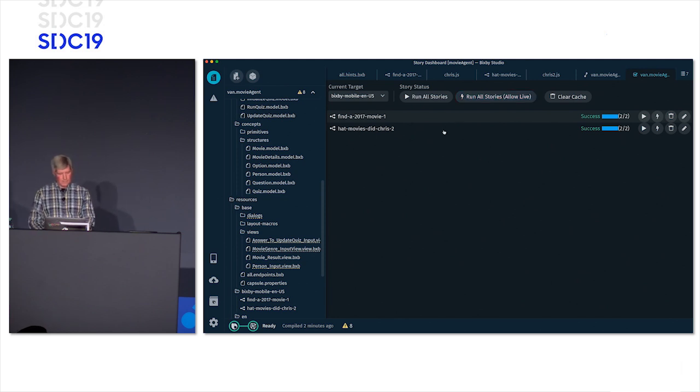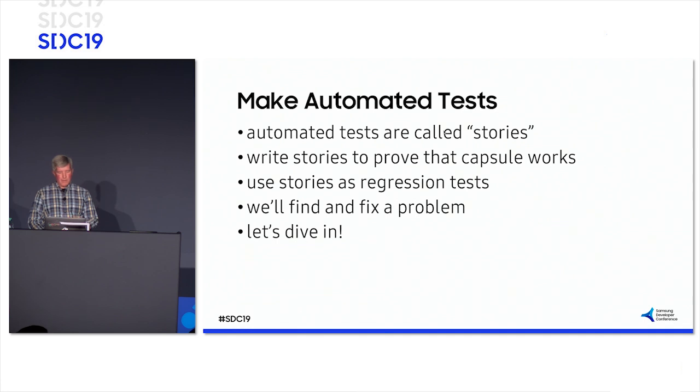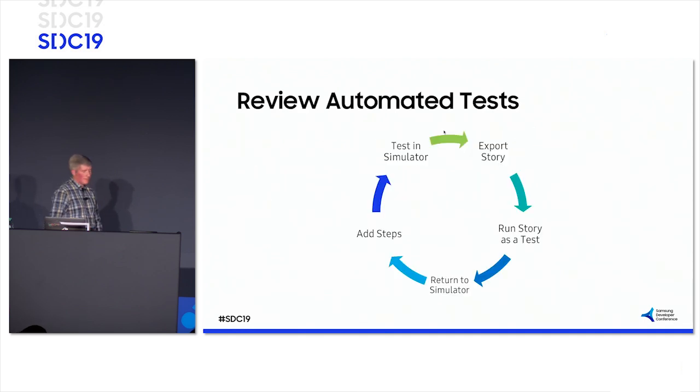All right, let's review what we learned about making automated tests. Okay, so to make stories, you start in the simulator and you do what you would normally do there. Try writing some things there and then exporting that story out of the simulator and into a story folder where you can rerun it as many times as you want and you return to the simulator to add more steps.